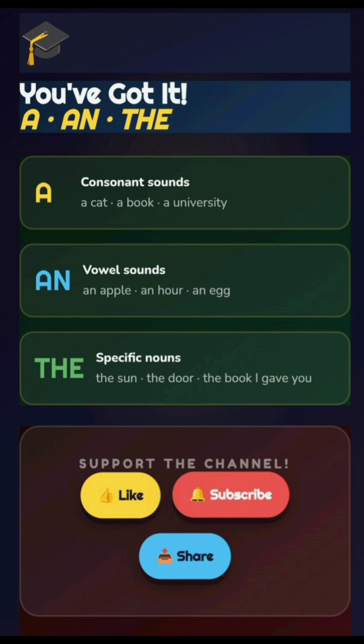Excellent work, everyone. Let us do a quick recap. We use a before consonant sounds, like a cat, a book. We use an before vowel sounds, like an apple, an hour. We use the for specific nouns, like the sun, the door, the book I gave you. And the most important rule of all, always go by the sound of the next word, not the spelling.